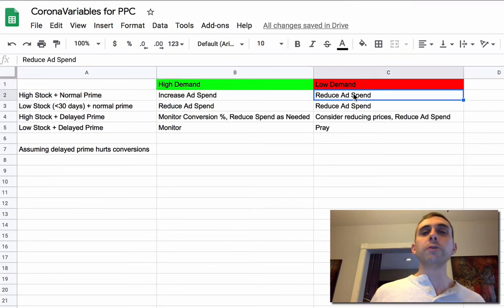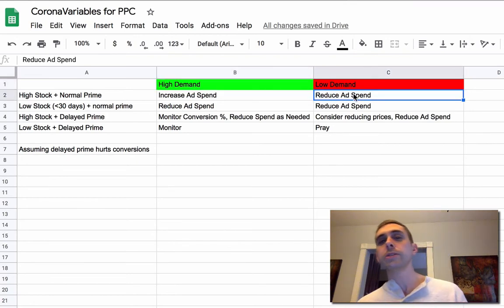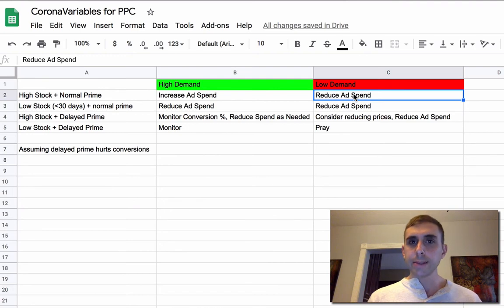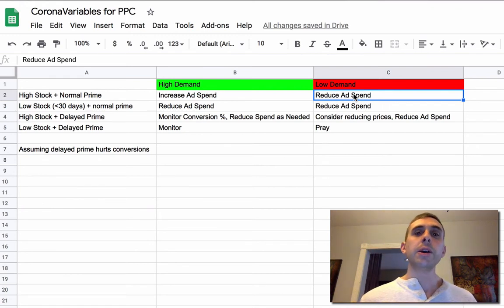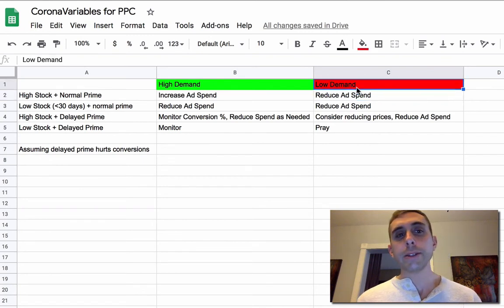Okay, let's move over to the low demand column. Now, these are the products that are just not in demand right now because people are thinking in a different mindset. Perhaps they will get back to purchasing these products in the near future. We hope very soon. So it's definitely something you want to monitor on a regular basis. But low demand, let's go through it.